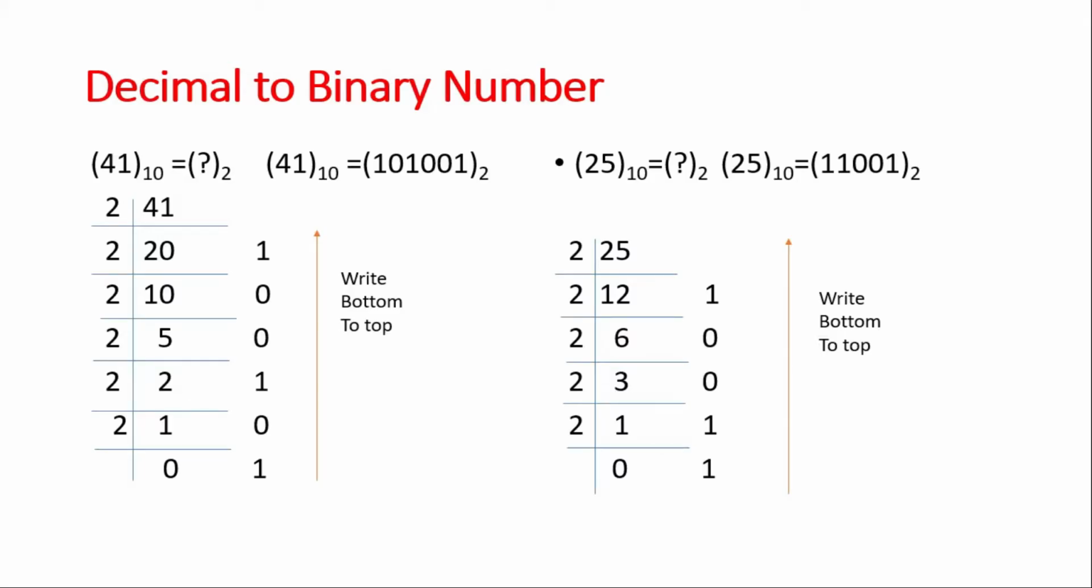Convert decimal number to binary number. We take the example 41 to convert to a binary number. We divide 41 by 2, the remainder is 1. 20 divided by 2, the remainder is 0.